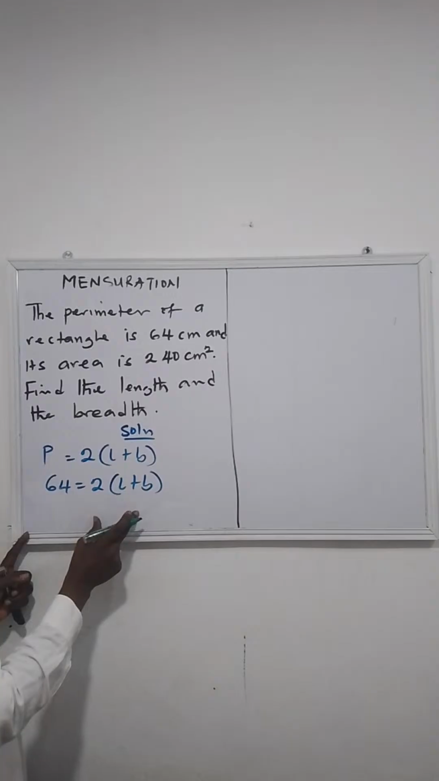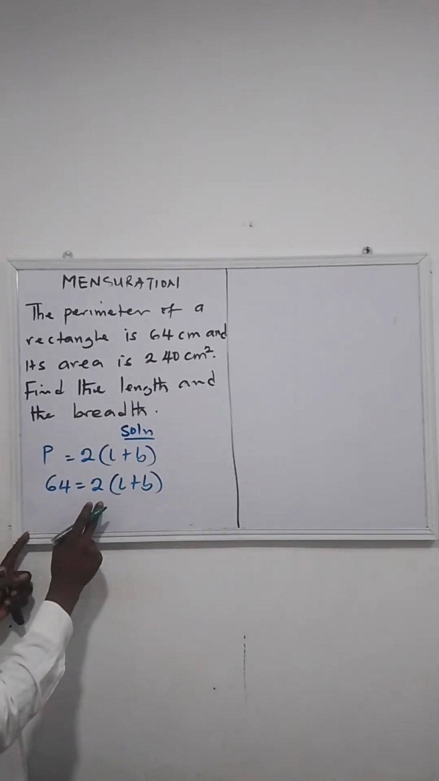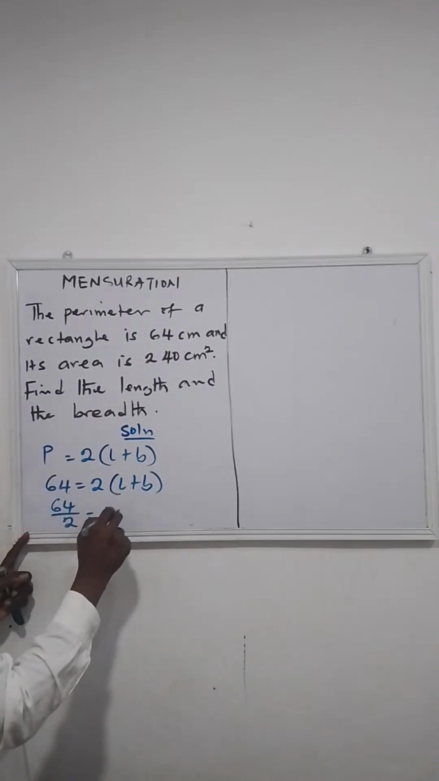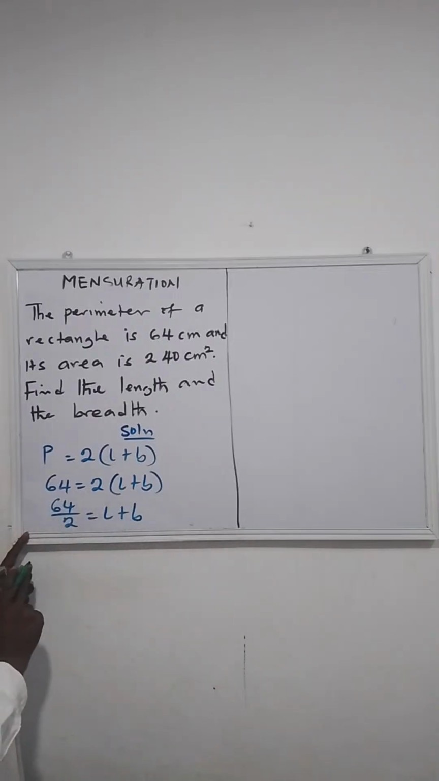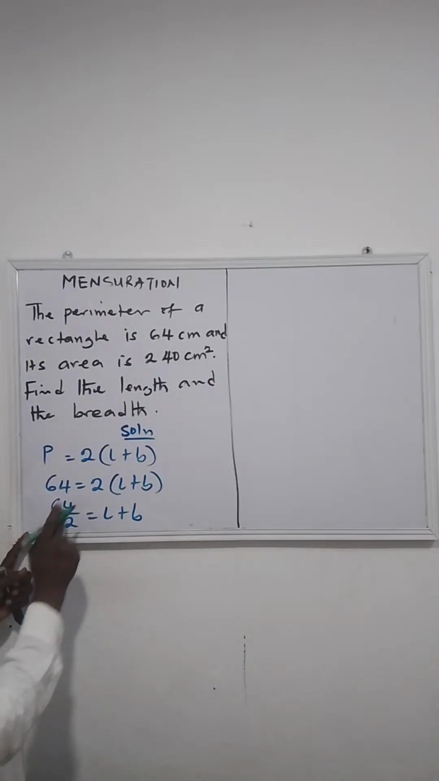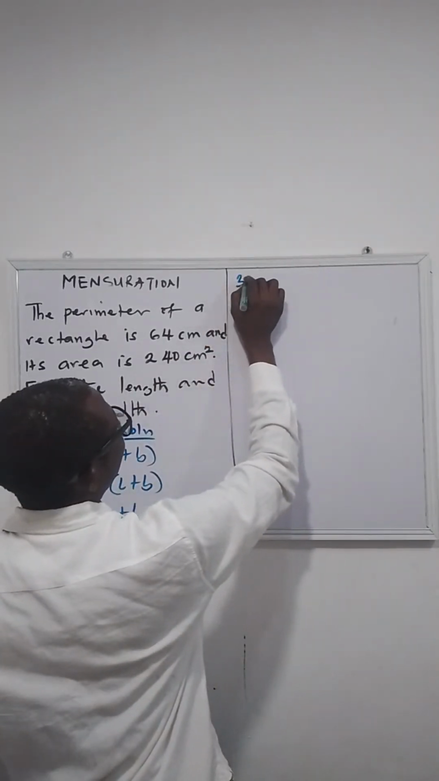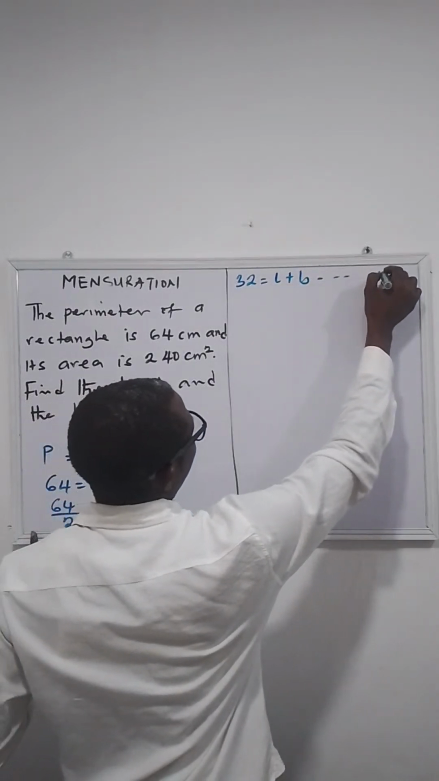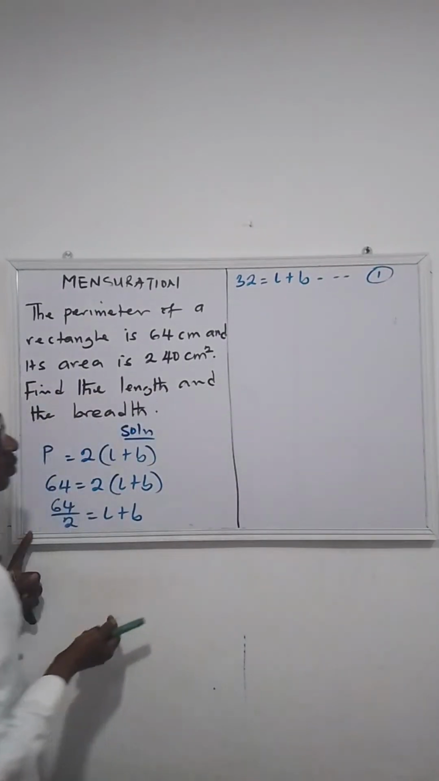So we can simplify this. We divide both sides by 2, so we have 64 over 2 equals L plus B. This gives you 32 equals L plus B. Let's call this equation 1.